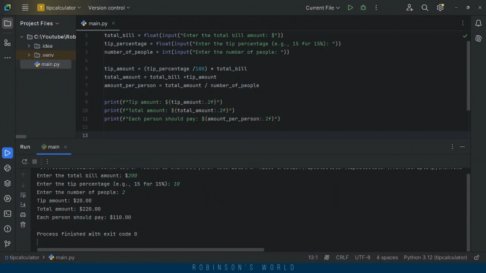And there you have it, a fully functional tip calculator built from scratch in Python. I hope you enjoyed this tutorial and learned something new today.